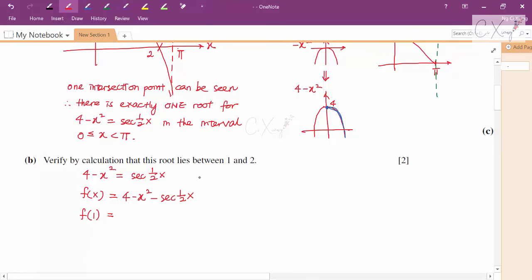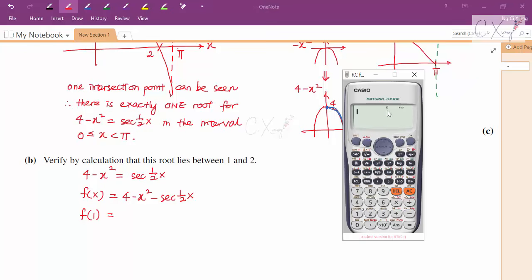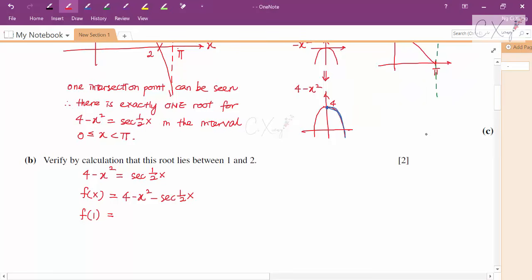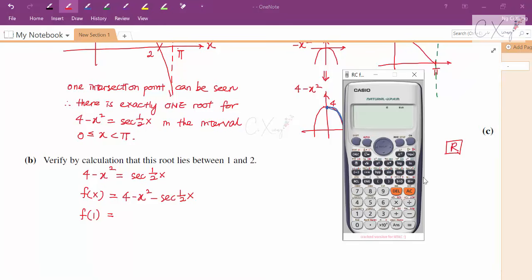So when x equals 1, what is the value for the function f that I have? So we can have a look here. Okay, so you have to make sure that when you press the calculator, your calculator should be in radian mode. Again, you have to ensure that your calculator is in radian mode because we are having something related to the secant, the trigo, the angle in trigo. Therefore, to ease the process of the calculation, we will set the calculator into the radian mode.